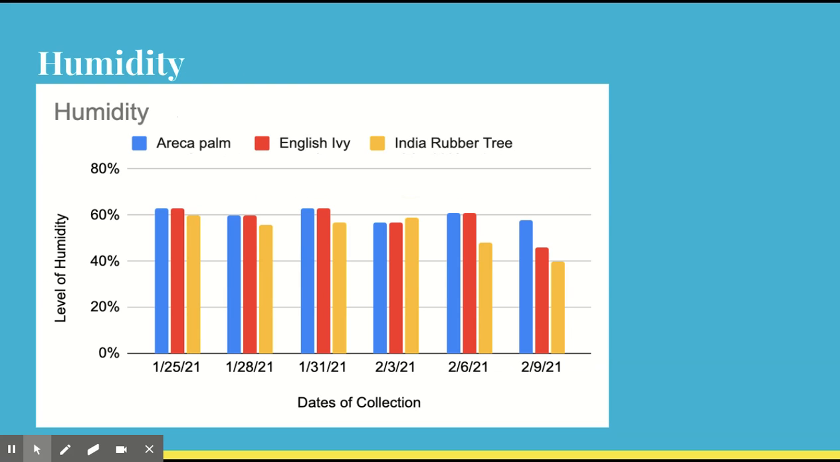The humidity was around the same for the Areca palm and the English ivy at the beginning, and as the testing went on, they got more different. The India rubber tree was the most inconsistent and seemed to get lower than the rest of the plants.